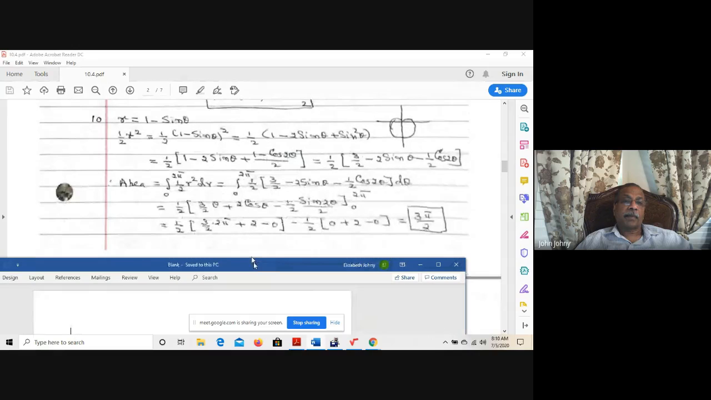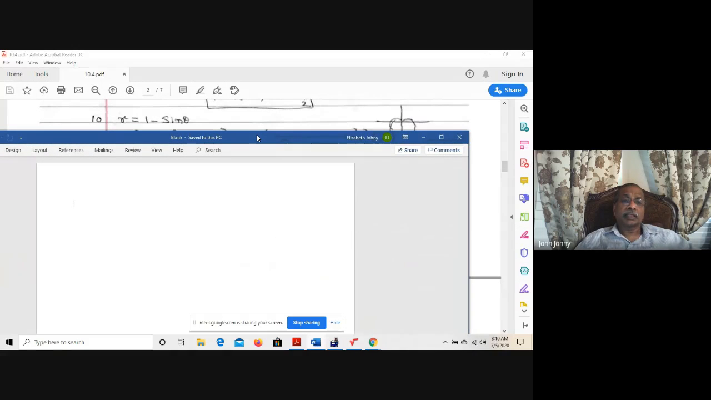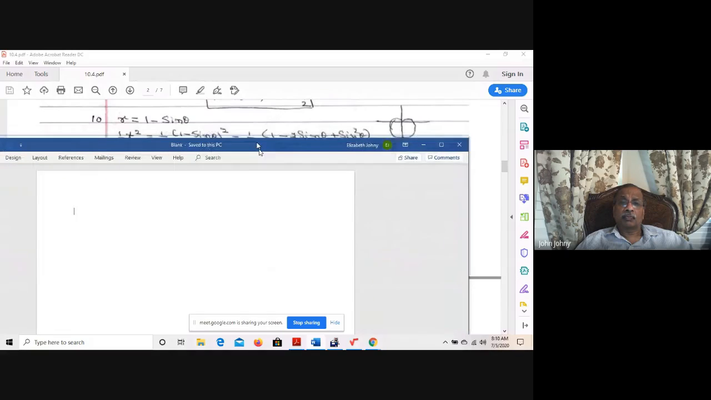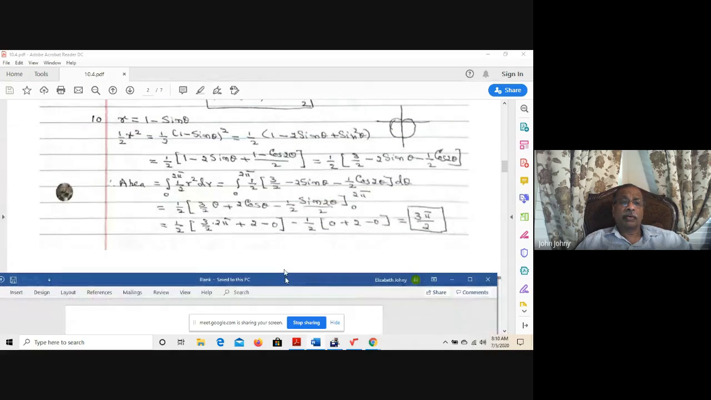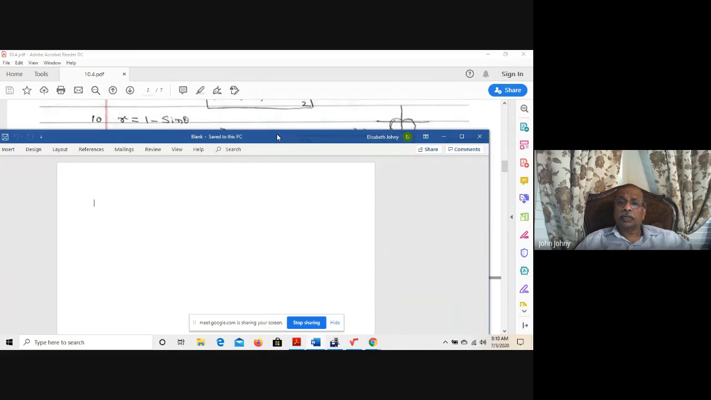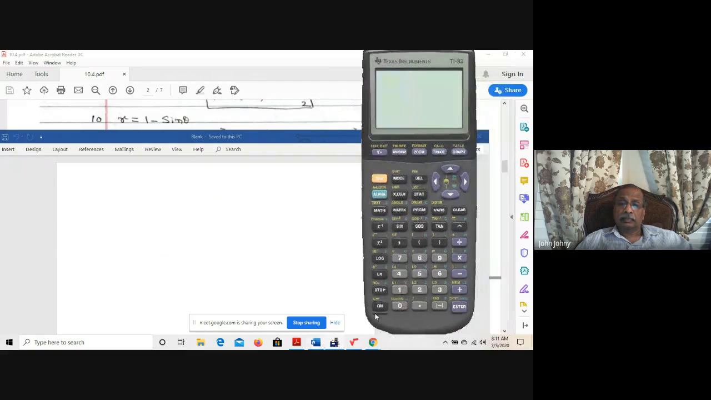Number 10. r is equal to 1 minus sine theta. The boundary values are not given. If they are not given, usually it is 0 to 2 pi. So let us see how the graph looks. r is equal to 1 minus sine theta, in the window 0 to 2 pi.